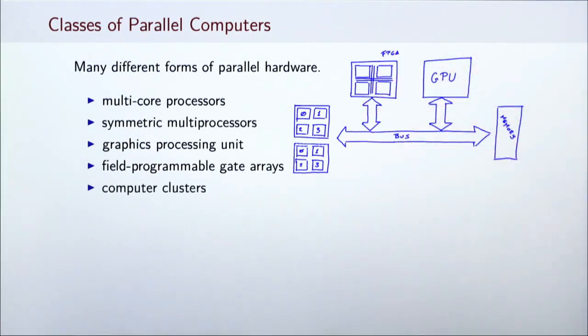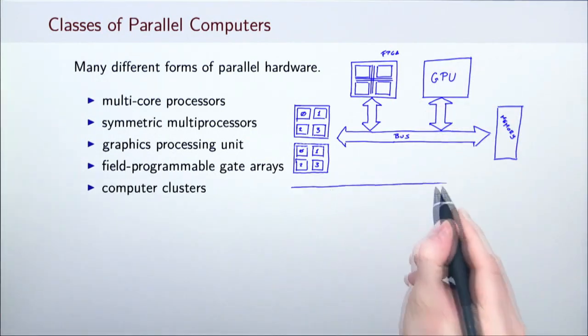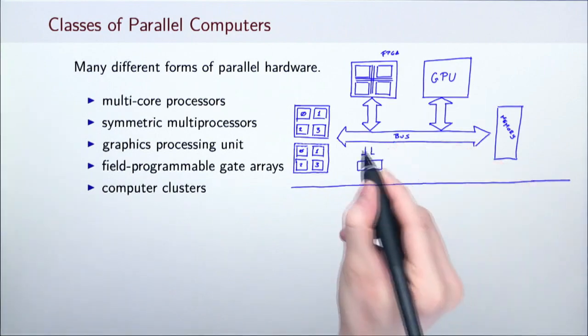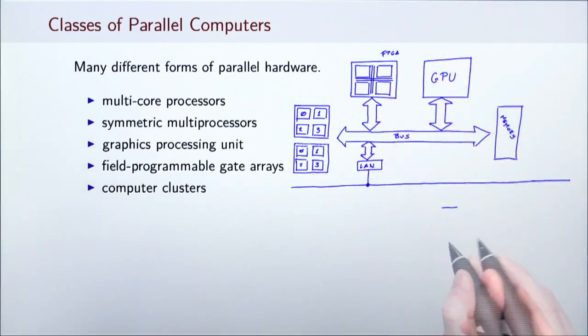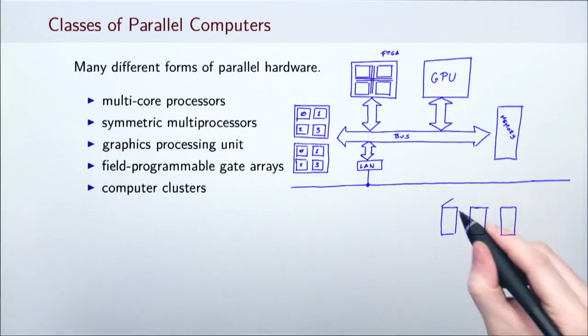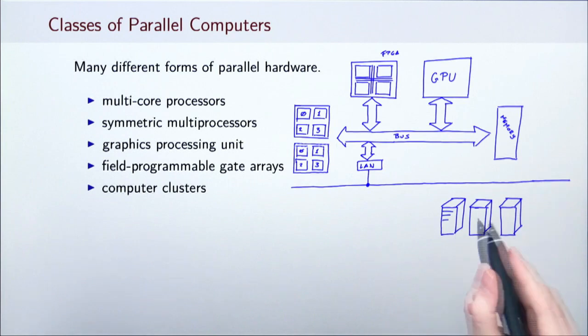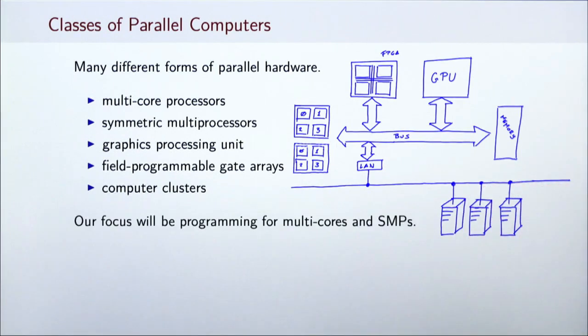The final class of parallel computers that we will mention are computer clusters, groups of computers connected by a network that do not have a common shared memory. Sometimes computers in the cluster also have coprocessors such as GPUs, and then we call them heterogeneous clusters. In this course, we focus mainly on multi-core processors and symmetric multiprocessors, which are closely related. All our examples and code will be optimized for multicores and SMPs. However, the algorithms that we will learn about generalize and can be implemented on most forms of parallel hardware.